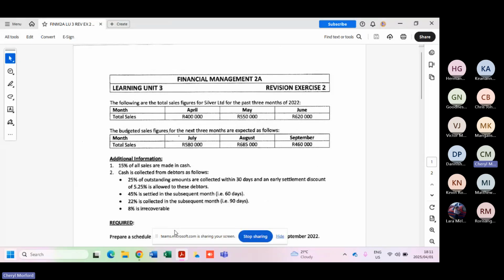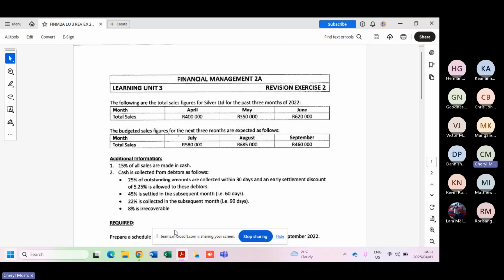So sometimes the question can be quite straightforward. Other times we just add a little bit more complexity into it. So I'm going to break it down and just teach you one of the important things that you would prepare before you can do the relevant parts of the cash statement.